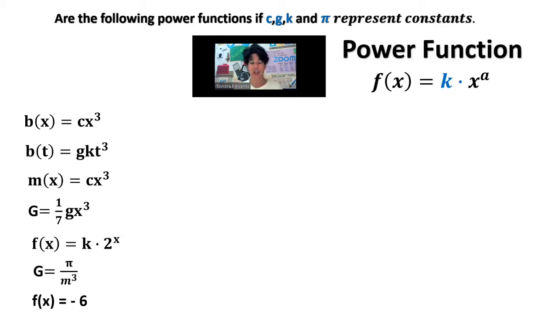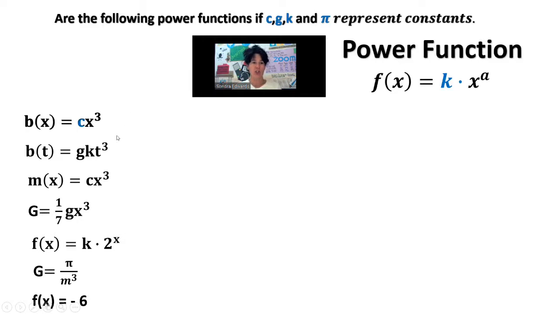Next, in the directions, we see that c, g, k, and pi all represent constants. In other words, those symbols will not be replaced with a whole bunch of different numbers. They represent a single number that does not change, that is constant. So let's start by just running through the equations and identifying the constants that we already know.